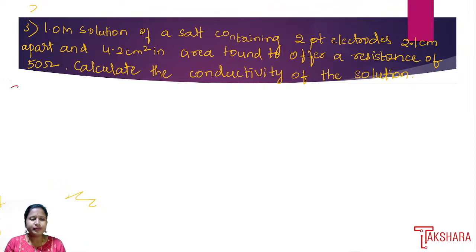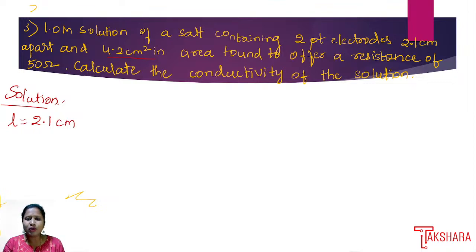Here the length between the two platinum electrodes is given, that is L is equals to 2.1 centimeter. Then next the area of cross section is given, that is A is equals to 4.2 centimeter square. Then the resistance is given, so that is R is equals to 50 ohm, correct? Then they are asking to calculate the conductivity of the solution.